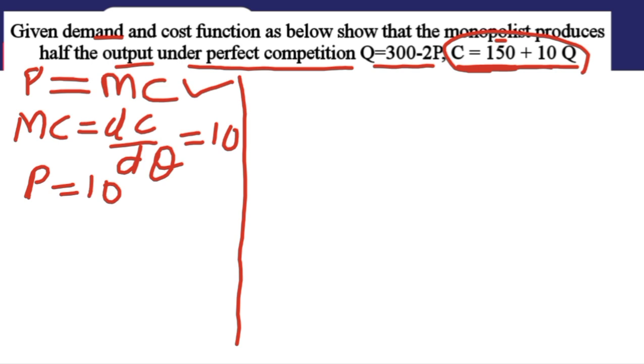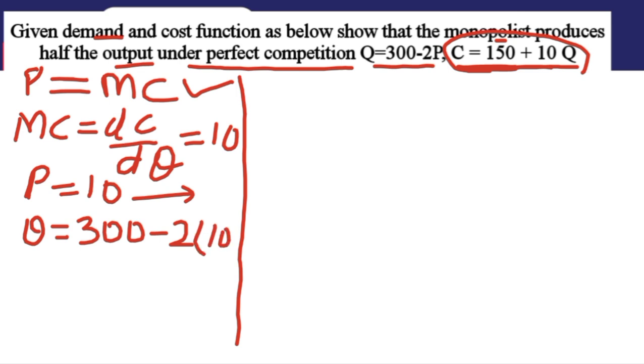Now what will be the output that will be produced? Simply, we plug p equal to 10 into the demand function. So we have q equal to 300 minus twice the value of p, which we calculated as 10. That means in case of perfect competition, the output produced will be equal to 300 minus 20, which comes out to be 280.